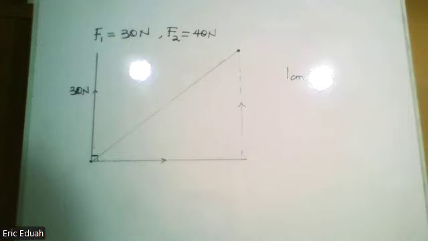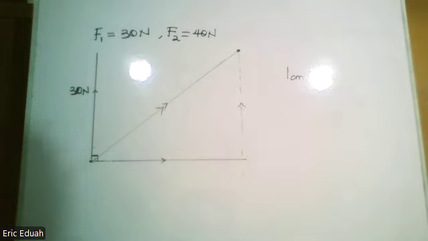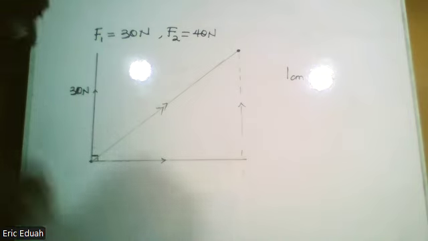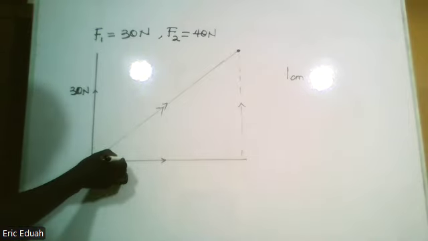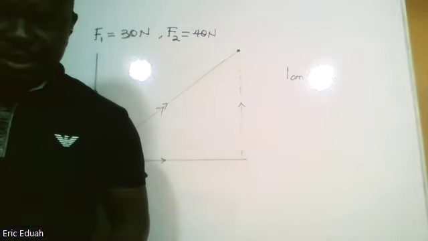Don't forget, if you measure and you have 5 centimeter, don't forget that 1 centimeter is to 5 Newton. So if you measure and you have 5 centimeter, it means it is 5 times 5, which is 25 Newton for the resultant. If you measure and you get 10 centimeter, then 10 times 5, which is 50. So this time around, we are determining this using measurements, not formula. Direction, you use your protractor to measure this angle. Okay, this is what we mean by scale drawing. When using scale drawing to do this, please, any question? All right.